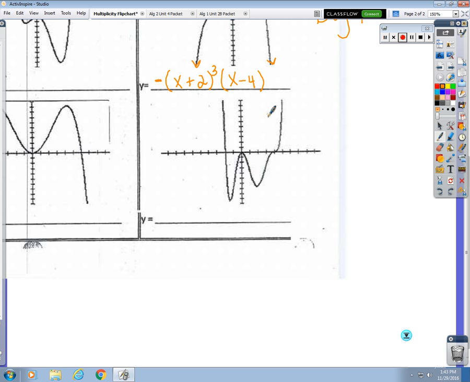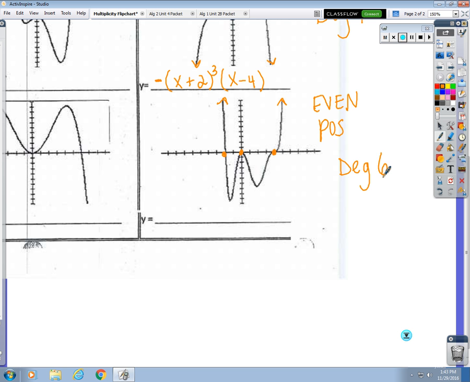Okay, for this one, is it even or odd? Even. Is it positive or negative? Positive, because it's even because they go the same way, positive because that way is up. What degree is it? 6. Okay, let's see. 1, 2, 2, 3, 3, 4, 5, 6.